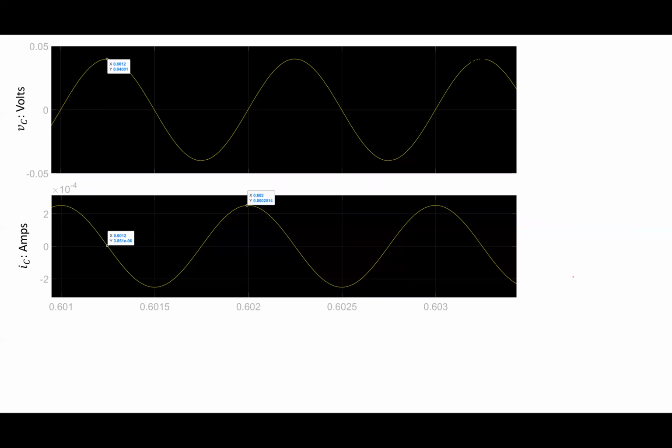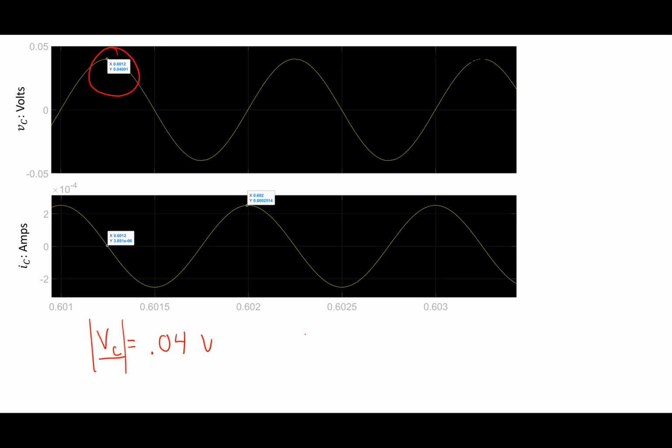So looking at this, I ran that circuit, did some analysis, and I found V sub C and I sub C. If I'm looking at this, the y-axis value is the voltage. The peak value of that voltage, V sub C, looks like, in this particular case, magnitude-wise, it's 0.04. So 0.04 volts is the peak value of this voltage.